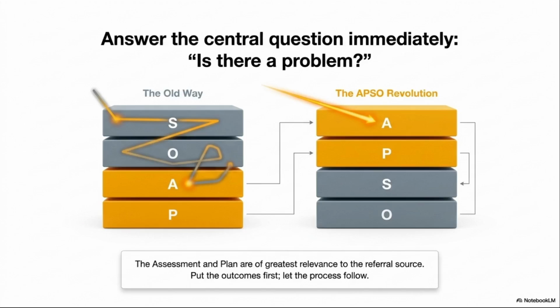Reports should be structured to emphasize the important outcomes first. The assessment and plan components of the SOAP note are of greatest relevance to the referral source. The APSO note, a SOAP note just in a different format, places the assessment and plan first, followed by the subjective and objective data. Patients and referring providers primarily want to know the answer to the central question: is there a problem? How the clinician came to the conclusion is generally at the bottom of the list of their concerns.